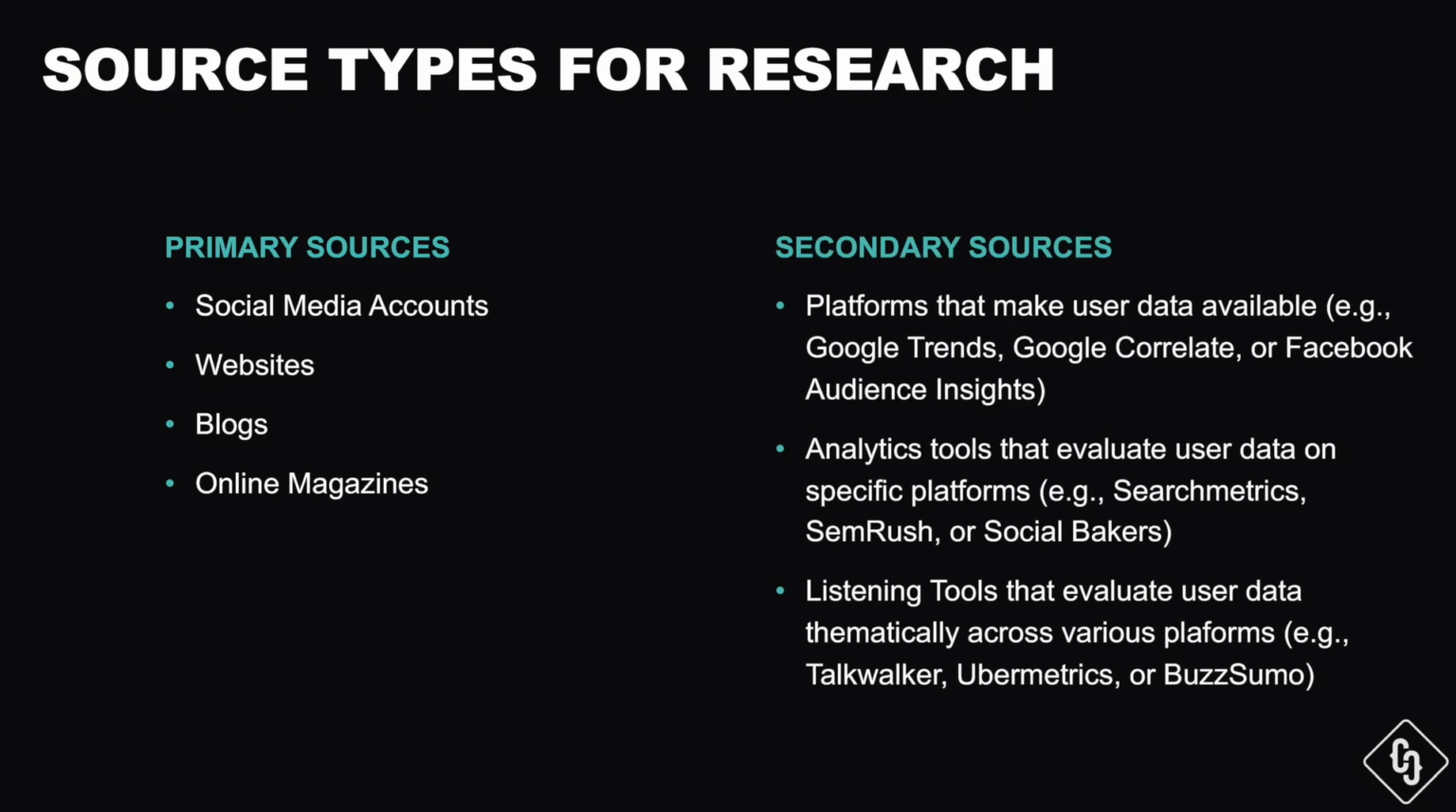Source type 2 includes platforms that make processed user data available. For instance, Google Trends, Google Correlate or Facebook Audience Insights. Tools that use and then recycle this user data for specific platforms, for instance Searchmetrics, SEMrush or Social Bakers, and tools that evaluate this data thematically and across various platforms, for instance Talkwalker, Ubermetrics or BuzzSumo. It should be noted that data processing tools always depend on the goodwill of the platforms that provide them with their databases. No one wants to remember the Cambridge Analytica scandal and the subsequent lockout from Facebook.